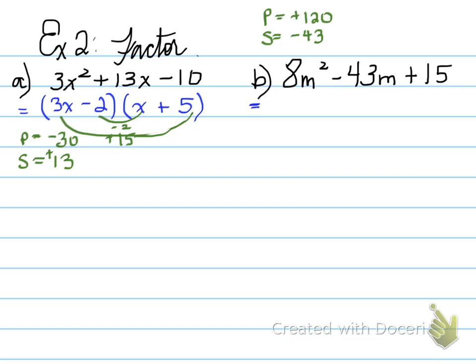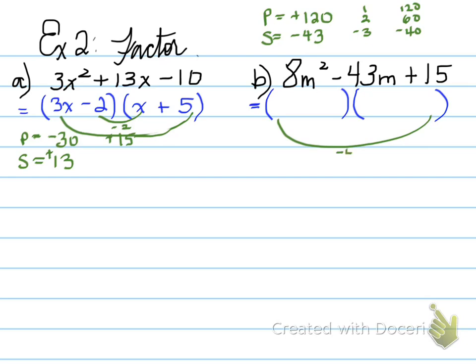Well, here we go. We want to break it up and we want to try it out. So we're going to try 1 and 120. Does that work? Nope. 2 and 60. Does that work? Nope. 3 and 40. Does that work? Well, yep, folks, that does work. Negative 3 and negative 40 gives us negative 43, and negative 3 and negative 40 multiplied gives you positive 120. So we want negative 3 and negative 40 from these numbers here, 8 and 15.